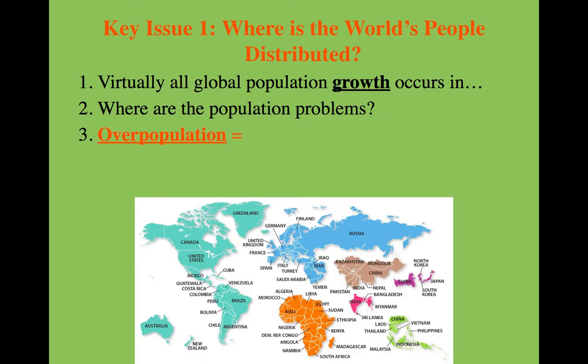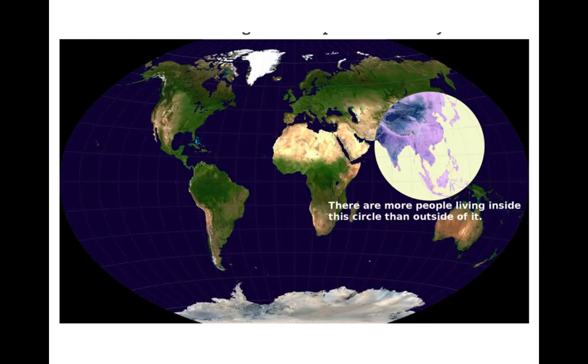Key issue 1 was where is the world's people distributed? We talked about this quite a bit. We obviously know where most of them are, but the key to remember is where most of the growth is still occurring, and that obviously is in Asia, LDCs, where they still have large NIRs, large CBRs, and so forth. Overpopulation is obviously more people than the Earth can handle. Obviously, some people believe we're in that stage already.